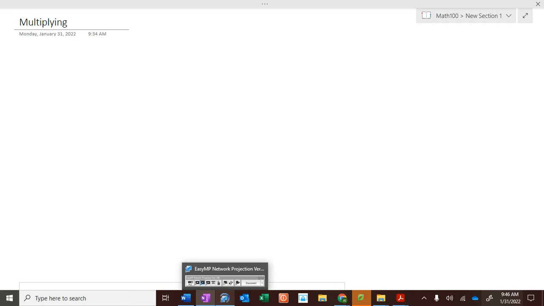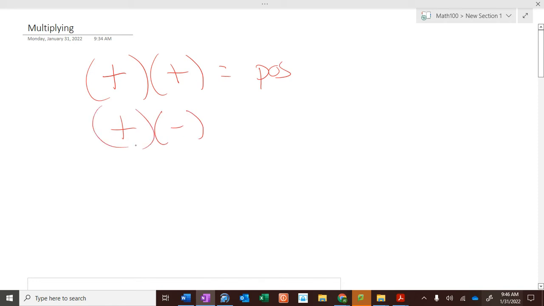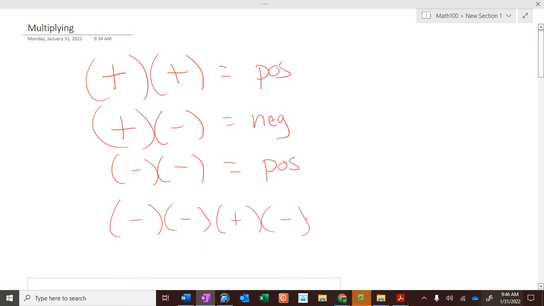Okay, multiplying. So, when you take a positive number times a positive number, what are you going to get? Positive number. When you take a positive number times a negative number, what are you going to get? Negative. When you take a negative times a negative, what are you going to get? Positive. Okay?